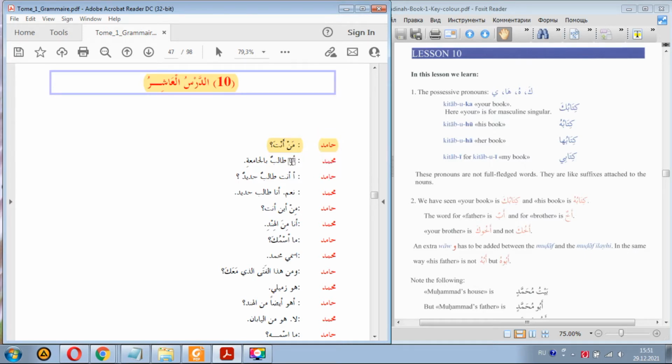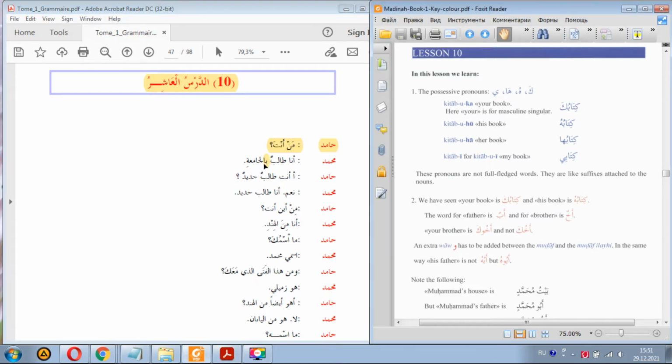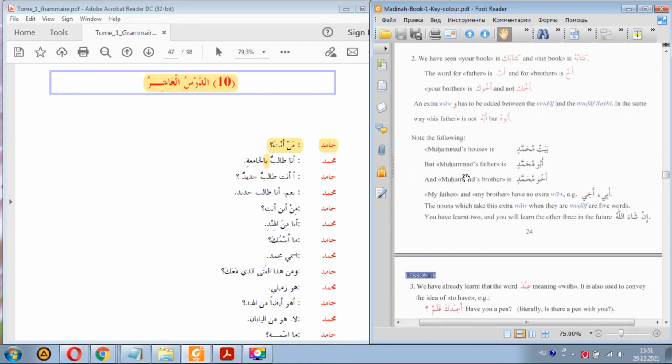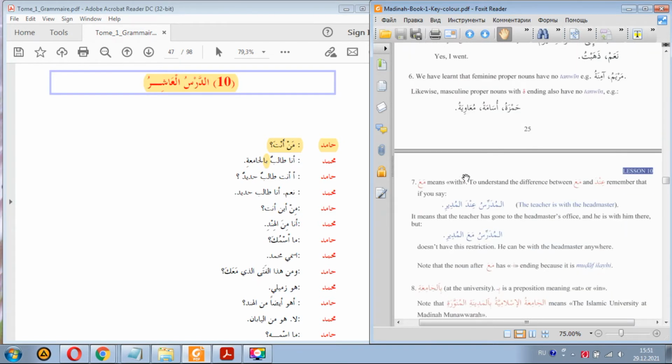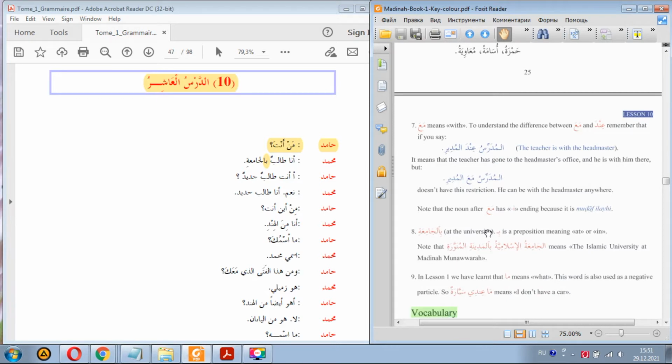أنا طالب بالجامعة. طالب بالجامعة. So I am a student at the university. This ba is something new for us. Let's take a look at what it means. Well, it means at or in. Here it is. بالجامعة, at the university. Ba is a preposition meaning at or in.